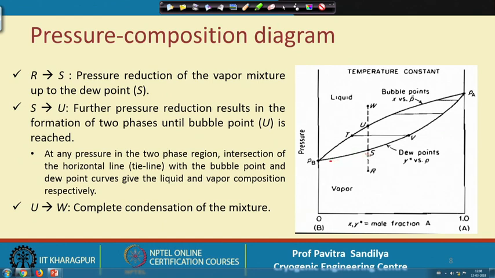Now again, as for the temperature composition diagram, if we join all the dew point pressures, we get the dew point curve, and if we join the bubble point pressures, we get the bubble curve. And in this case, you can note that the dew point pressure is less than the bubble point pressure, whereas the dew point temperature is more than the bubble point temperature. So with this, we have known how we represent the temperature composition and pressure composition diagrams.